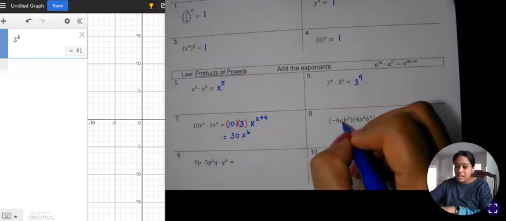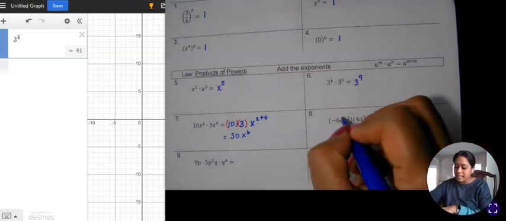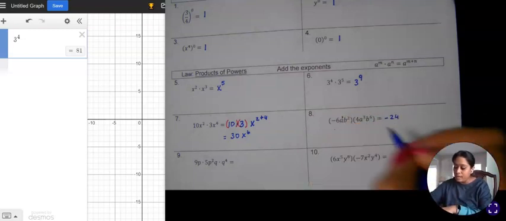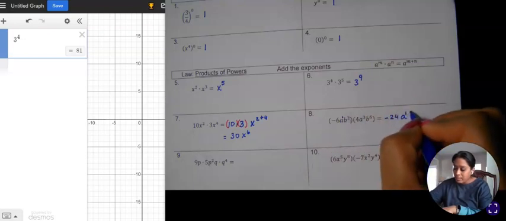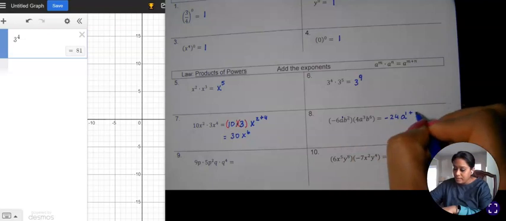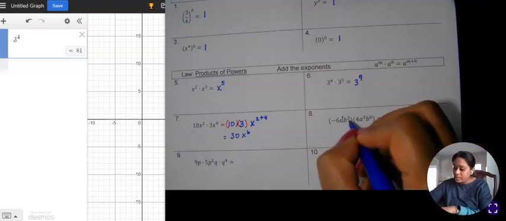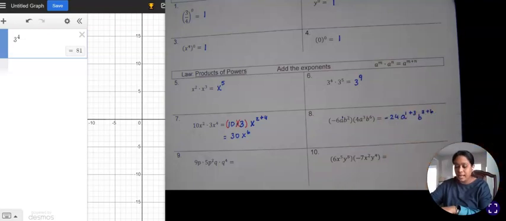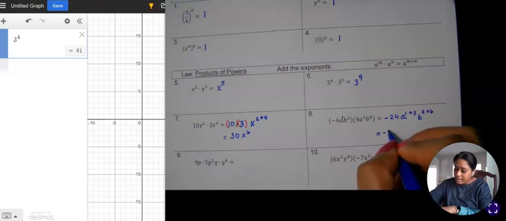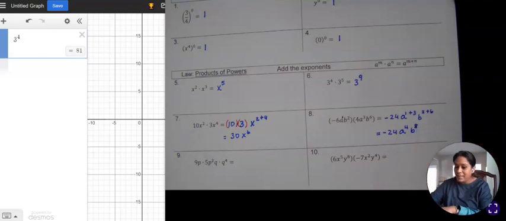And then you have a. Now, if I don't have anything written up there, that means by default, it is an exponent of 1. So I'm just going to put the a's together. So 1 plus, always add, 3, which is 4. And then b to 2 plus 6, which is 8. So let me go ahead and clean everything up. So you have negative 24, a to the 4th power, and b to the 8th power.